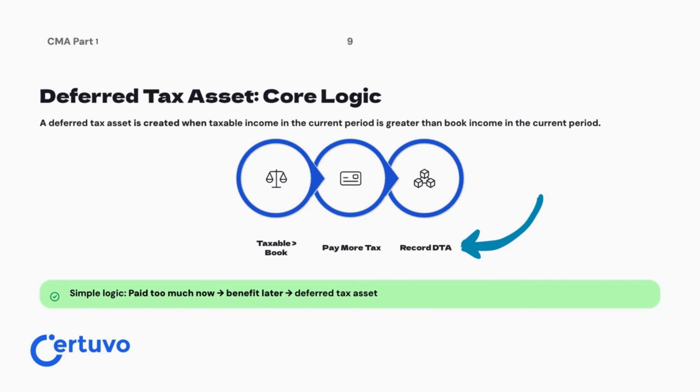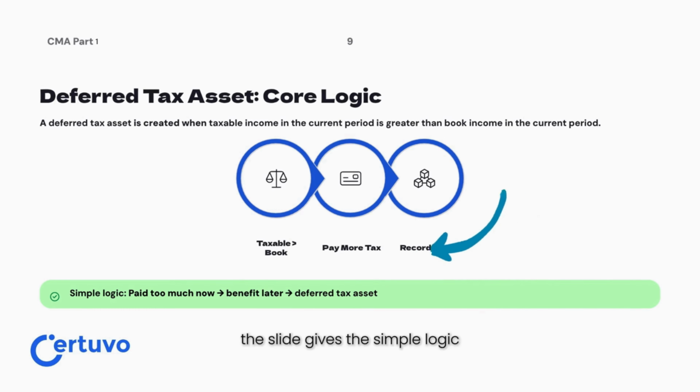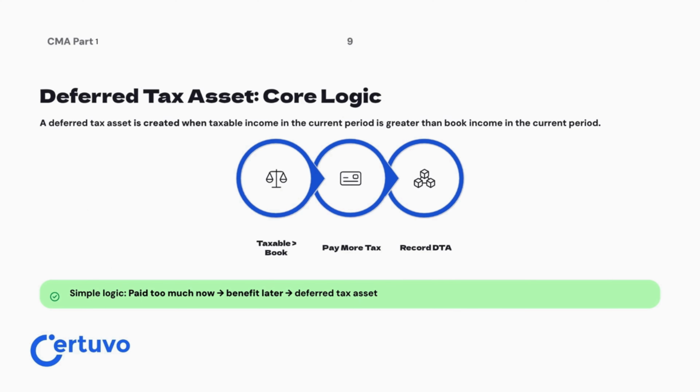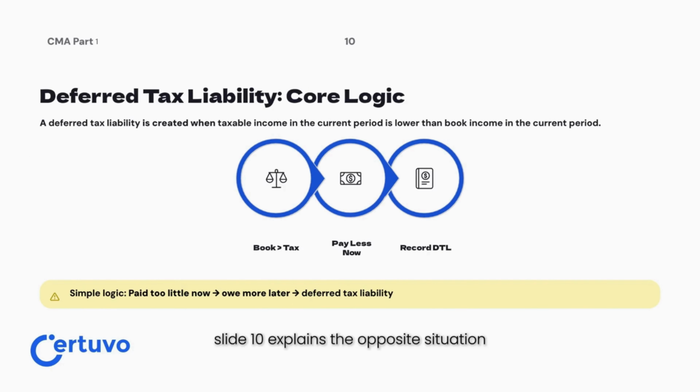The slide gives the simple logic. Paid too much now leads to benefit later leads to deferred tax asset. This is a very useful exam shortcut. If the company pays more tax now because tax recognition happens before book recognition, think deferred tax asset. Let's move to Slide 10. Slide 10 explains the opposite situation, deferred tax liability.